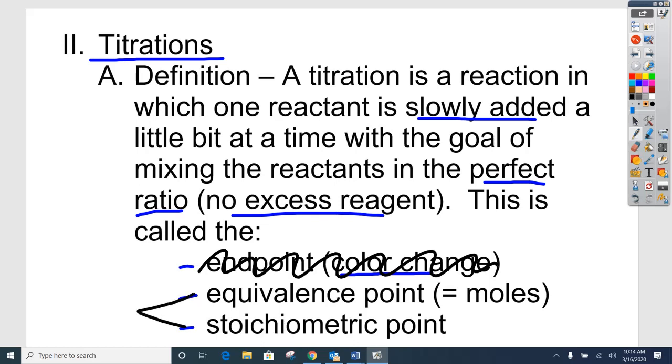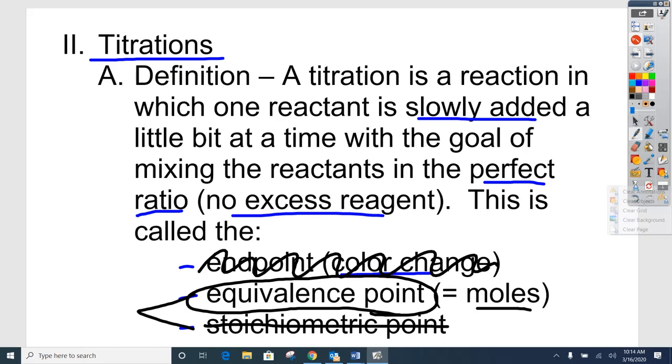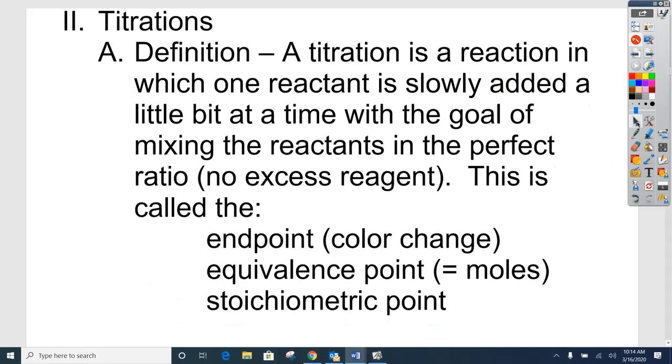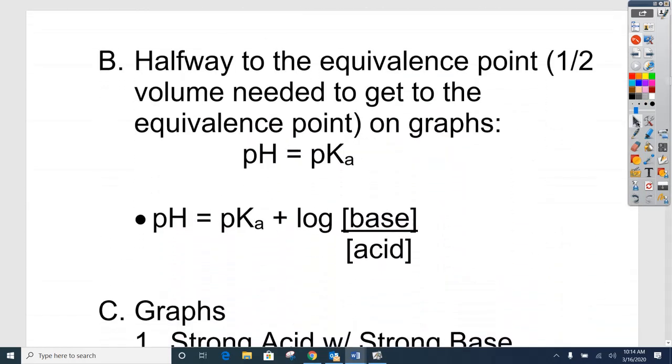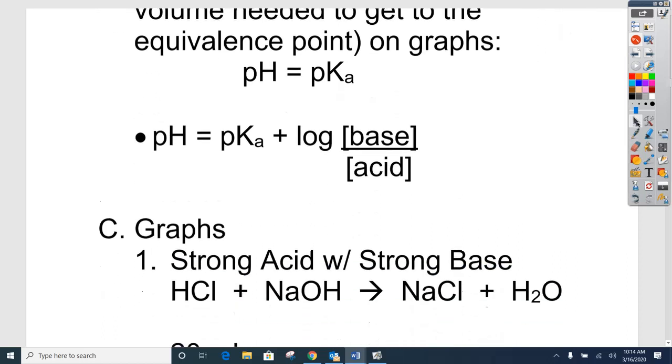Equivalence point and stoichiometric point mean the exact same thing. Stoichiometric point is old vocabulary. If you're using an old textbook or old worksheets, you'll probably see that. So the one I prefer you really know is equivalence point. When you've reached the equivalence point, that means the moles of your two reactants are equal, so you can go through and do the math, apply the stoichiometry. We are going to come back to section B of your notes in just a couple of videos.